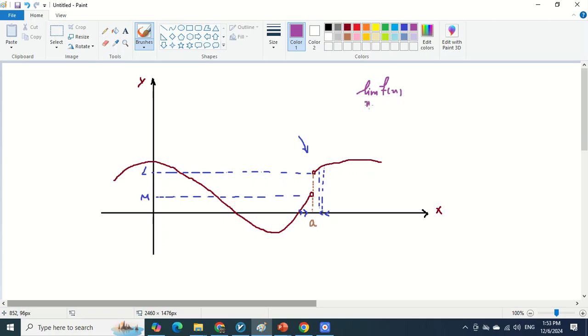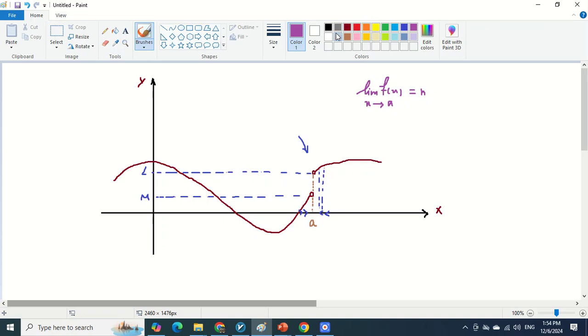Means that at the point x tending to a, we should have a limit, and this limit should be equal to some value. For example, it's equal to the value of n. The other thing that we needed is having the value at that given point.